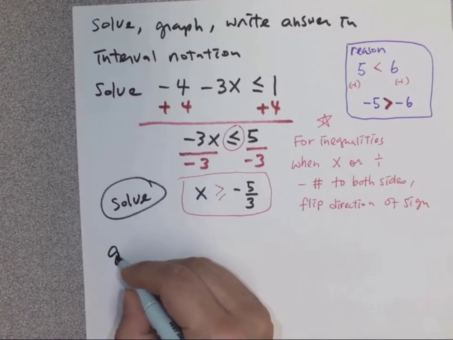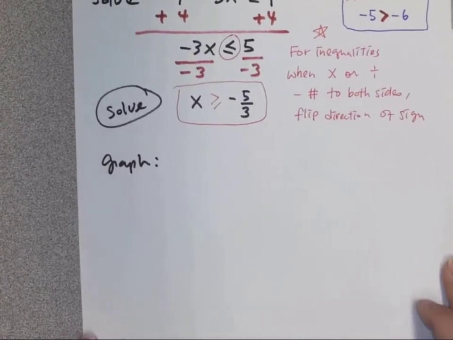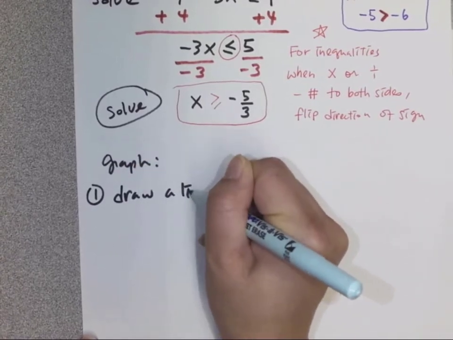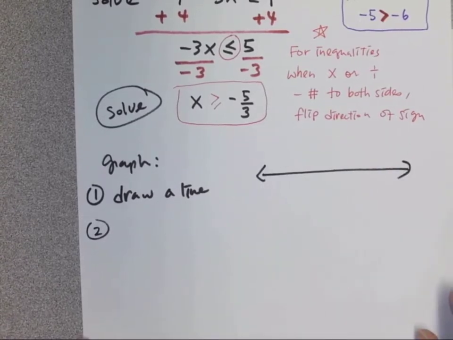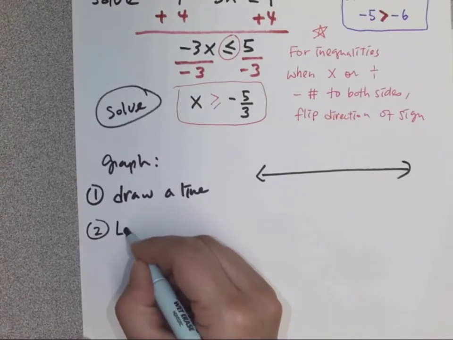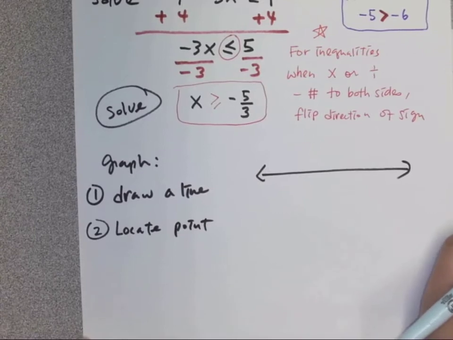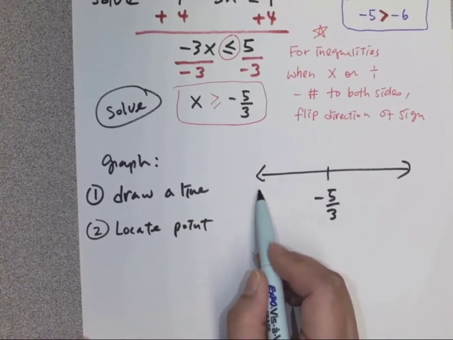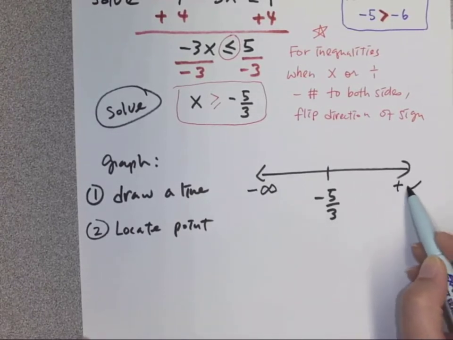And if I need to graph it, what are the steps? For graphing, it's going to be graphing on a number line, so we need to draw a line. After we draw a line, the next thing is we need to locate the point. Do I need to worry about where it's 0, where it's 1, stuff like that? Not really. Just say, okay, it's like -5/3. That's what I want. So this side is negative infinity or positive infinity? Negative infinity. This side is positive infinity, right?